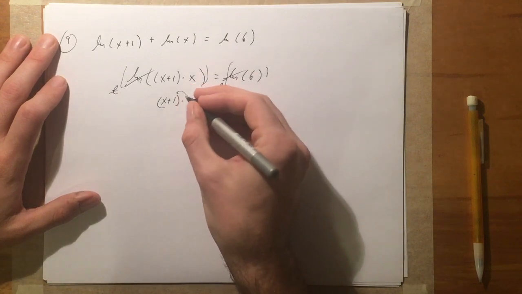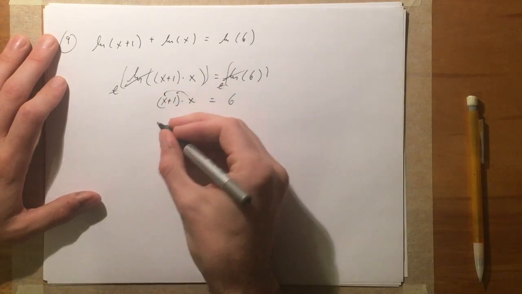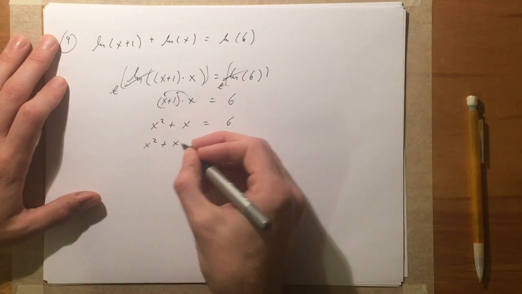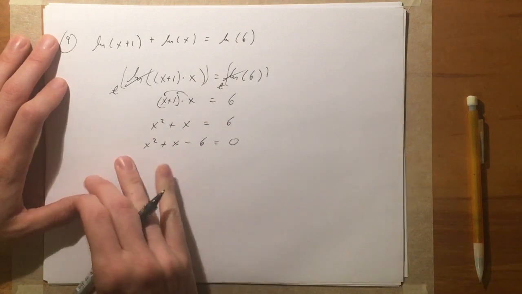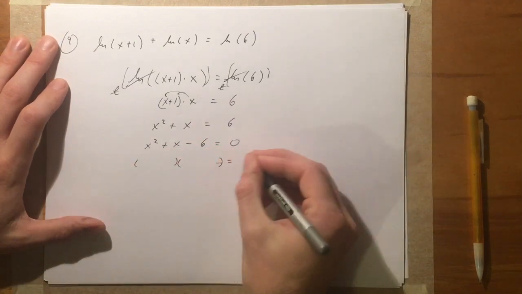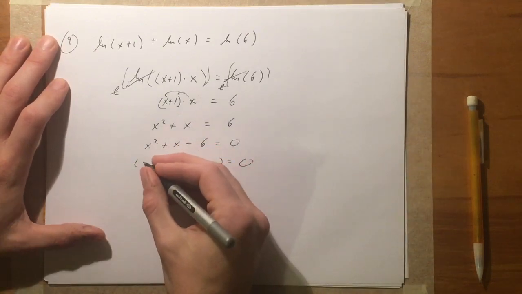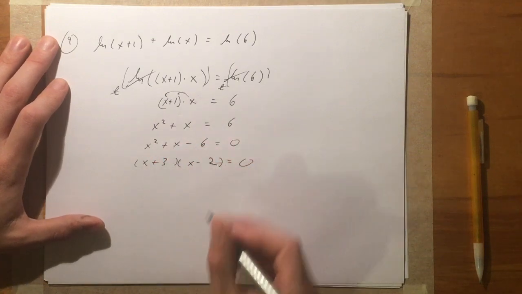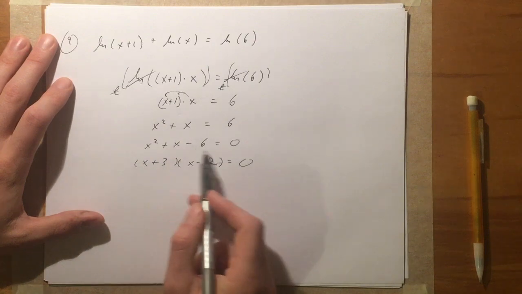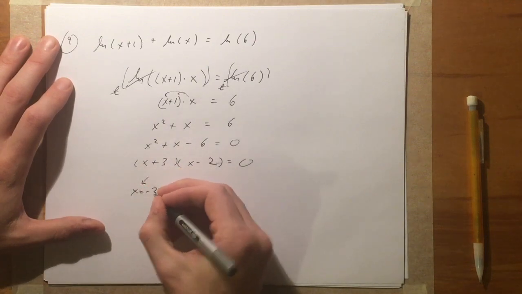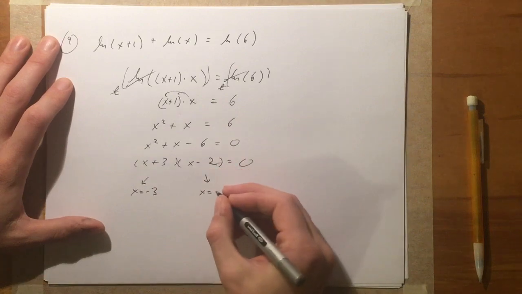Distributing the multiplication by x, here we have x squared plus x equals 6. So x squared plus x minus 6 equals 0. We're down to a quadratic, folks. Great. We can solve quadratics. This is a factorable quadratic. We have x plus 3 and x minus 2, right? Multiplies up to -6 and adds up to 1. So then from here we have x is -3, and from here we have x is 2.